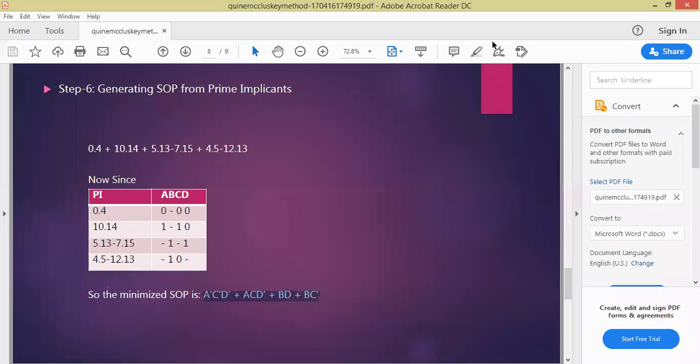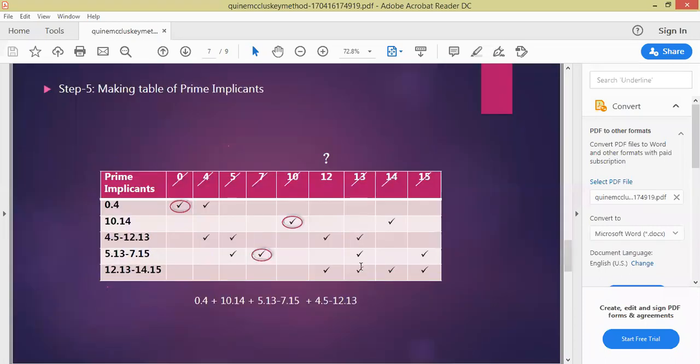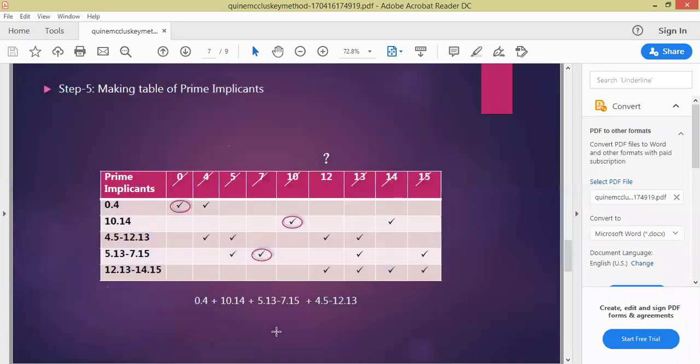Sir, please go to step 5, the previous step. Step 5. Okay. Yes. So what is the doubt? You want me to explain why we left out 4, 5? This is 12, 13, sir, and this is 0 comma 5. Okay, so you are asking about this particular row, right?